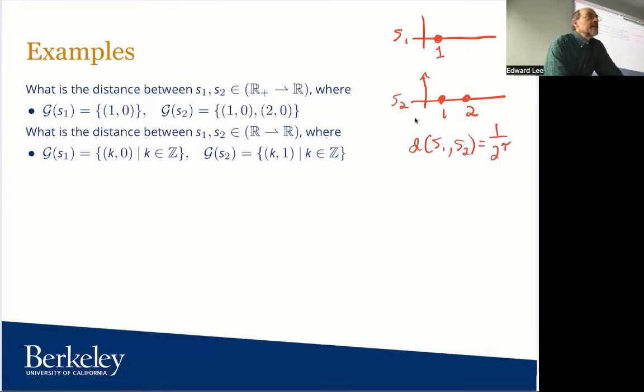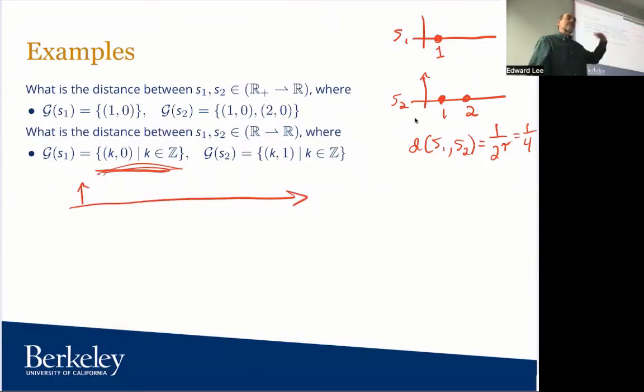One over 2 to the tau, where tau is the earliest time at which they differ. So it's 1/4, right? The earliest time at which they differ is 2. Okay. Now, a little more interesting. Suppose I have an infinite signal. This is one that has an infinite number of events, corresponding to a Lingua Franca program that doesn't terminate. This is one of the nice things about this formalism: it doesn't require the programs to terminate. And we'll get a nice semantics for it.